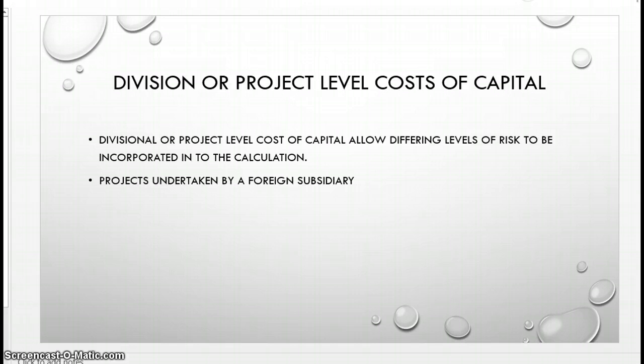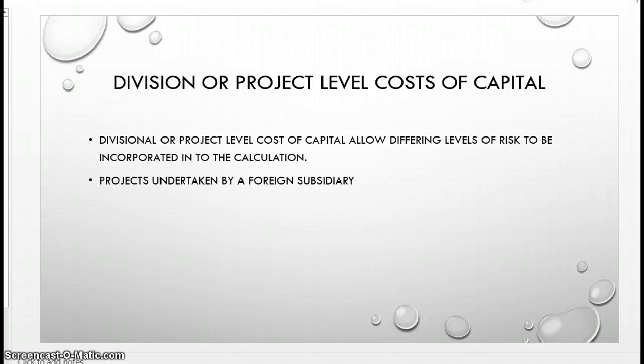If we have large divisions or specific projects with different risk levels, should we be using divisional or project level cost of capital? And what a division or project level cost of capital does is it allows for differing levels of risk to be incorporated into the calculation.